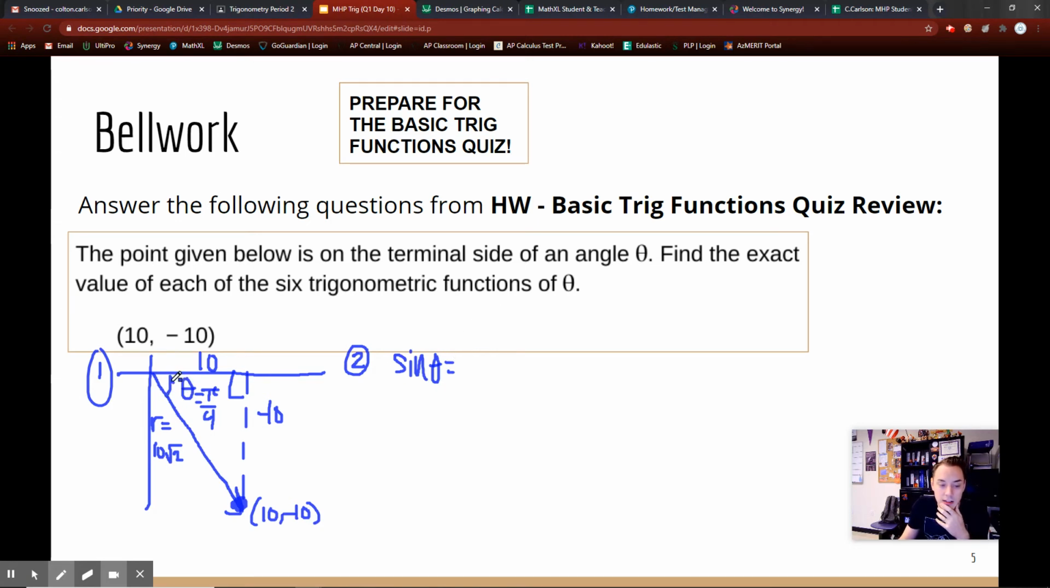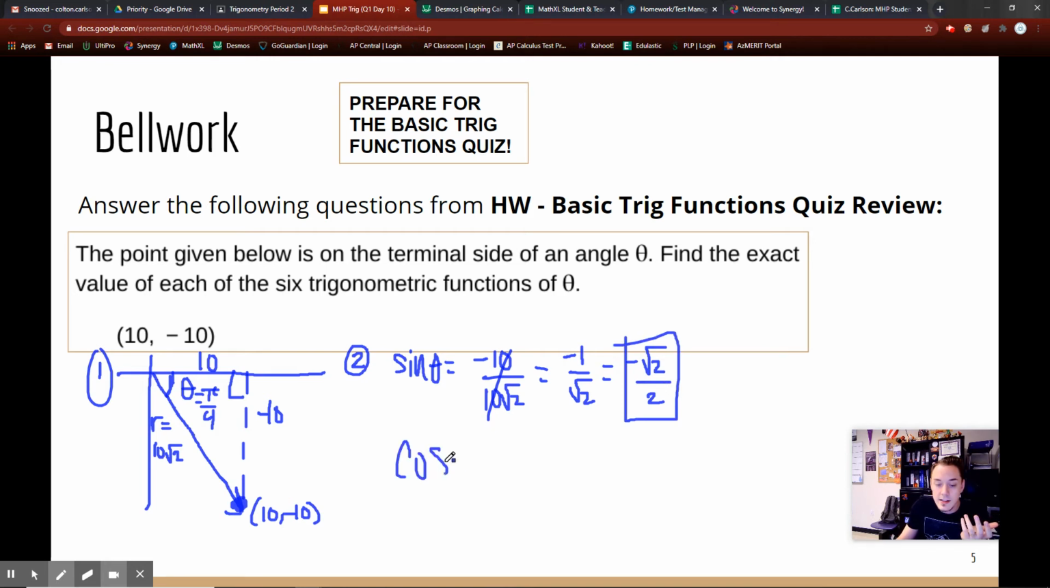So this one right here, opposite is -10, all over hypotenuse is 10 radical 2. So that simplifies, and so it's negative radical 2 all over 2. Cosine, since I know it's a special right triangle, I'm just going to tell you it's radical 2 all over 2. It doesn't matter what the side lengths are. This will always be the same. Okay, we already said that multiple times. It doesn't matter how big you get these side lengths. If it's a small triangle, big triangle, it will always be the same ratio.